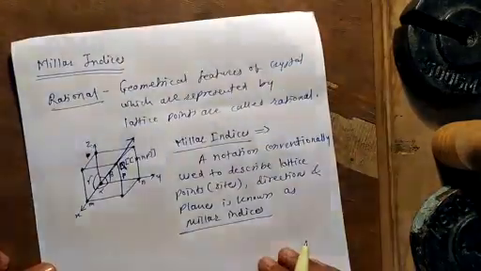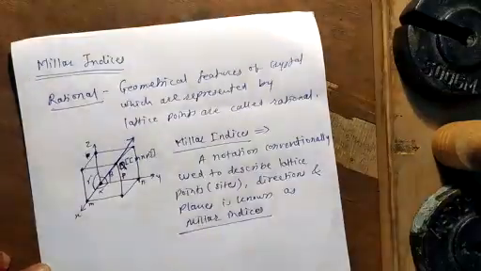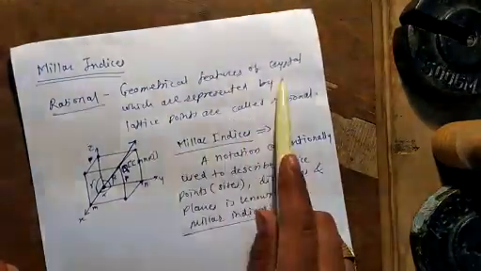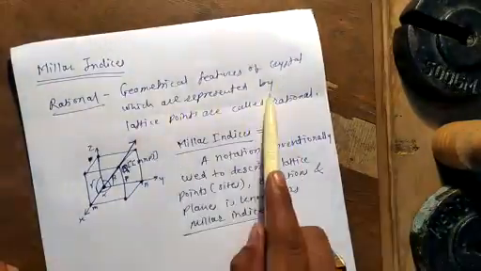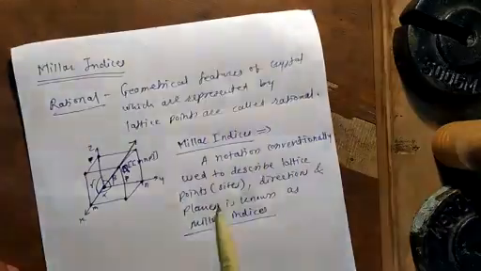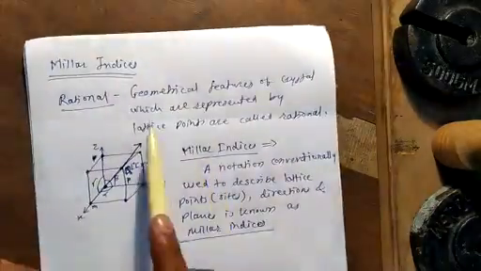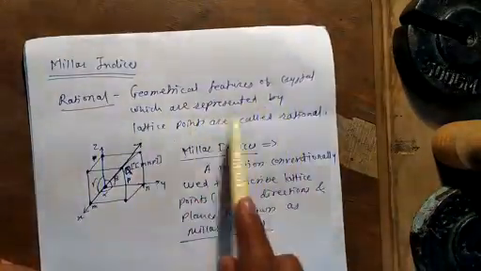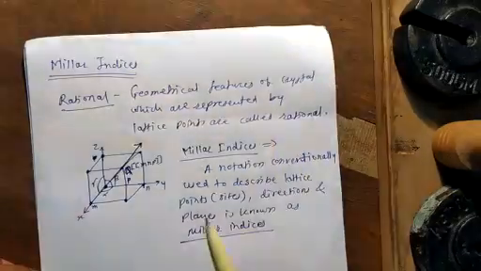Our today's topic for lecture is Miller indices. For the Miller indices, we have to learn about what is rational. Geometrical features of crystal which are represented by lattice points are called rational. This is the definition of rational.